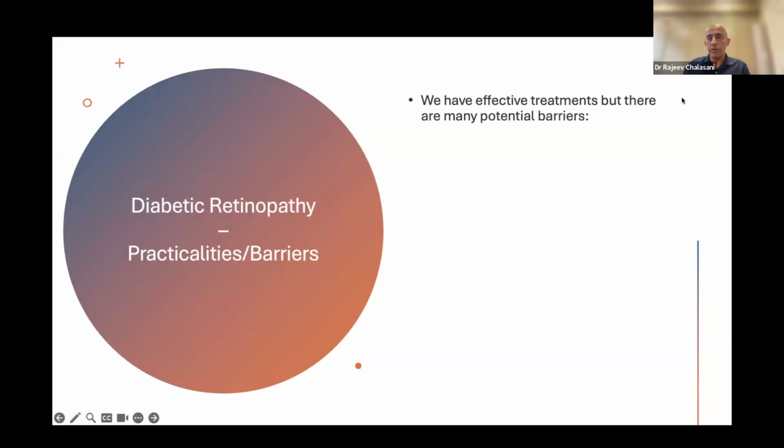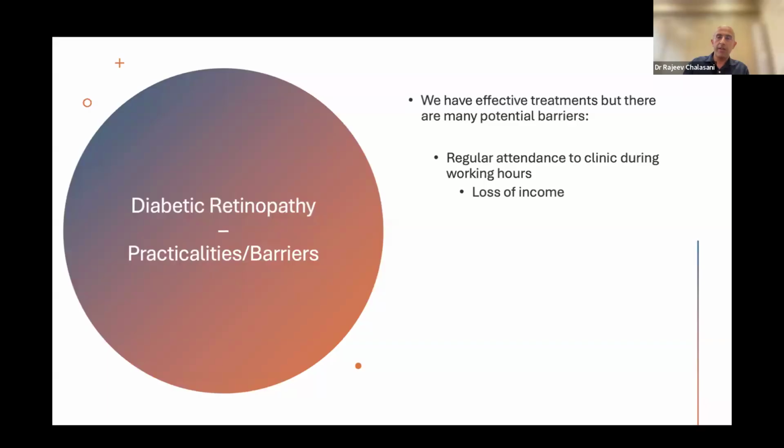And of course, these treatments have been proven to be very effective, but there are many potential barriers to patients accessing and having treatment. Often our diabetic patients need to attend our clinic on multiple occasions to either get injections or to have laser done. This is generally during working hours, and many of our diabetic patients are of working age, and so there is potential loss of income as well as inconvenience.